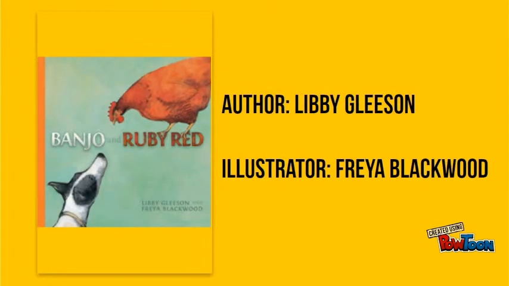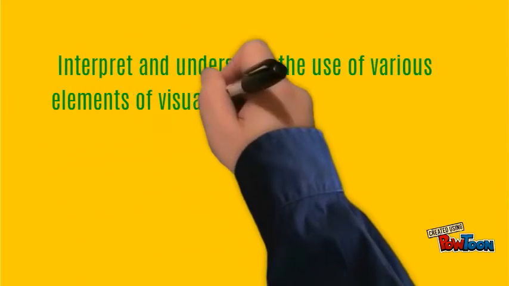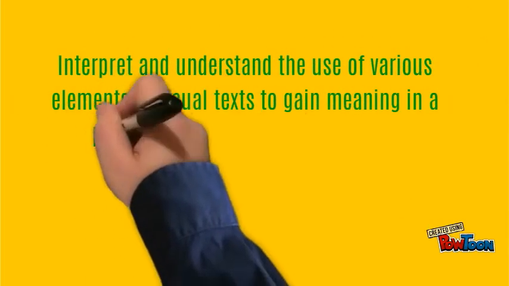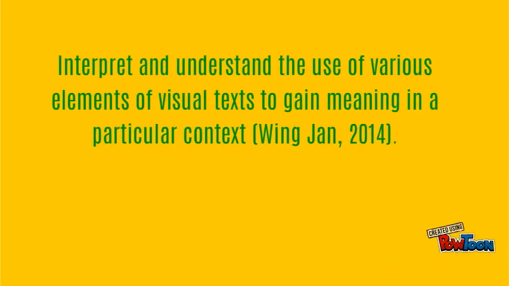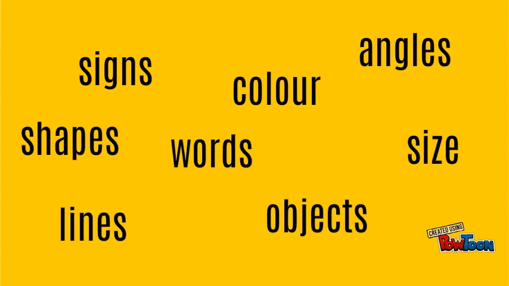This particular lesson incorporates the picture book Banjo and Ruby Red by Libby Gleason and Freya Blackwood to teach visual and critical literacy. Visual literacy is the ability to interpret and understand the use of various elements of visual text to gain meaning in a particular context. It is the making of meaning out of visual elements such as objects, lines, tables, maps, and of course, words.